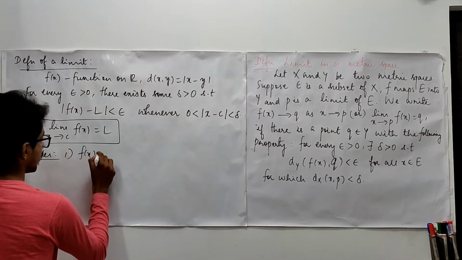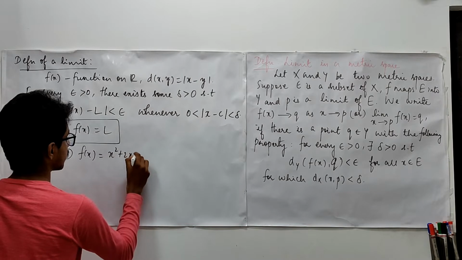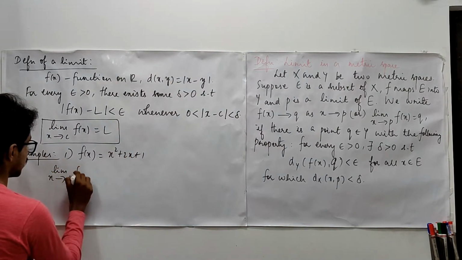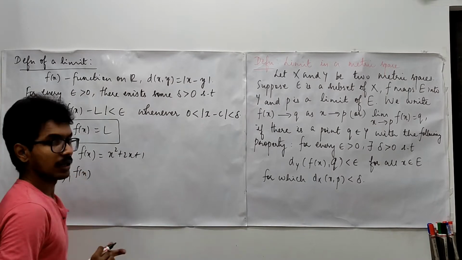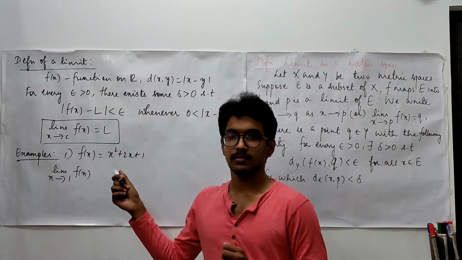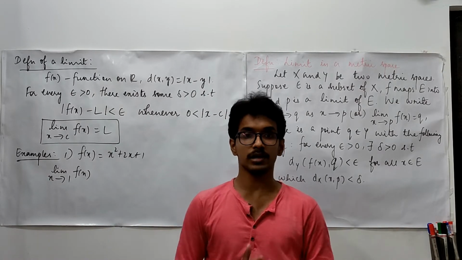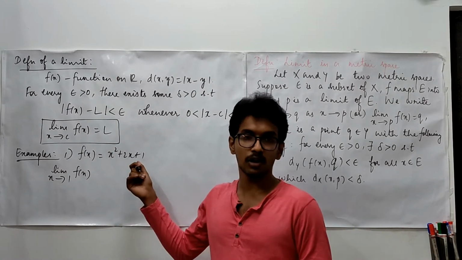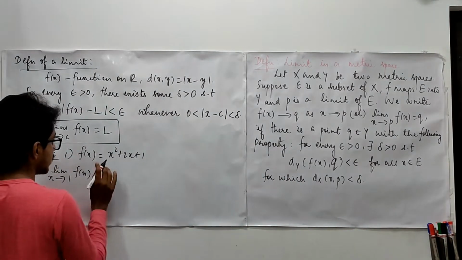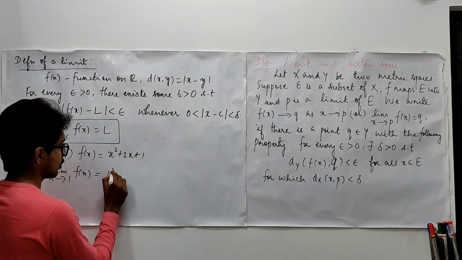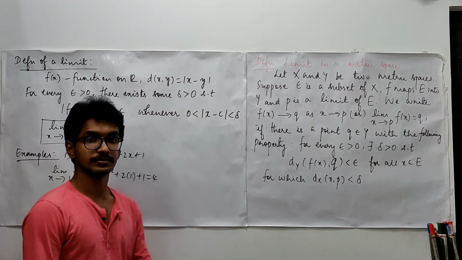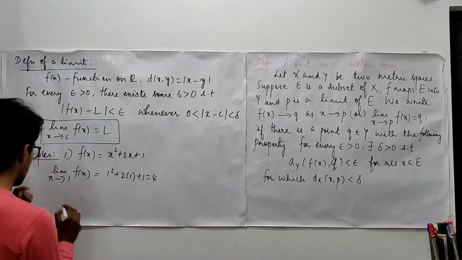Let me take f of x to be x squared plus 2x plus 1 and let us find the limit as x approaches 1 of f of x. Here, do we have any black hole scenario in this case? That is, divide by 0 or approaching infinity kind of things. We don't have any such things. In these cases, you may simply substitute, and this is going to be our limit.